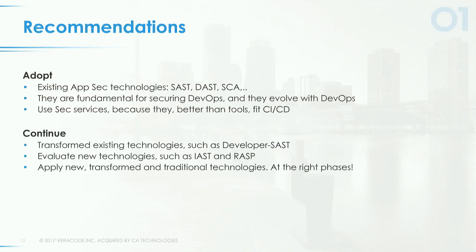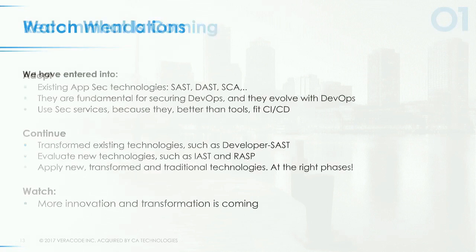And once you have adopted these technologies, in parallel, continue watching, trying and adopting transform technologies, such as developer static analysis, such as team static analysis, and also evaluate new technologies such as IAST and RASP, and maybe even adopt them. Of course, it will depend on your level of risk tolerance because they're not as mature. And apply all technologies together, the new technologies, transform technologies, and traditional technologies, just at the right phase of the life cycle. They all have their own place. None should be thrown out. And watch the market, because more innovation and transformation is coming.